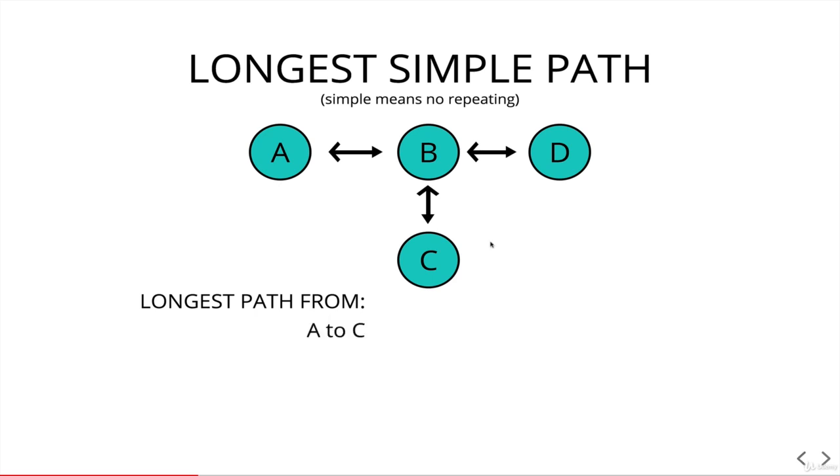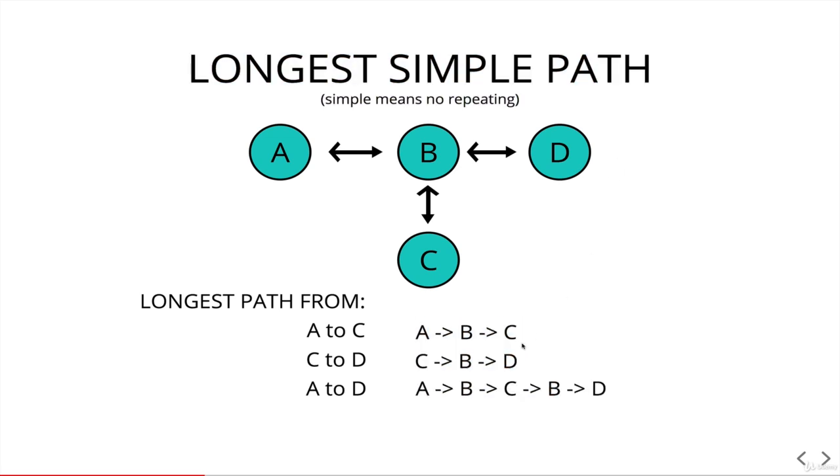So if we're trying to find the longest path from A to C, it's A, B, C, right? That's the only way to get there. If we're trying to find the longest path from C to D, it's C, B, D, okay? So if we're trying to find the longest path from A to D, can we just add those together? Is it A, B, C, B, D? And the answer is no, of course, because we can't repeat. We can't go back to B. The longest path, in fact, is A, B, D.